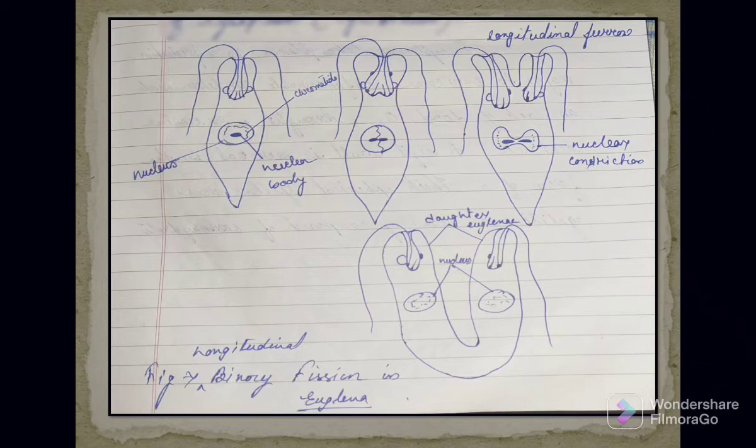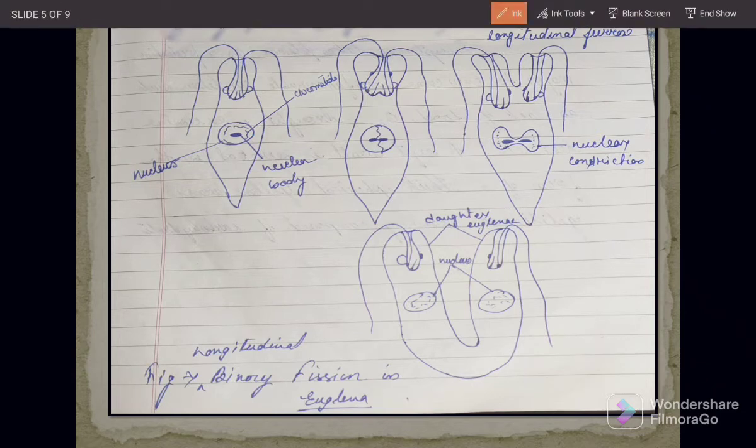Now you can see the diagram of longitudinal binary fission in Euglena. You can see this is the full diagram of this Euglena. This is the nucleus, the nuclear body, with chromatids present. These are the flagella. Now what happened?